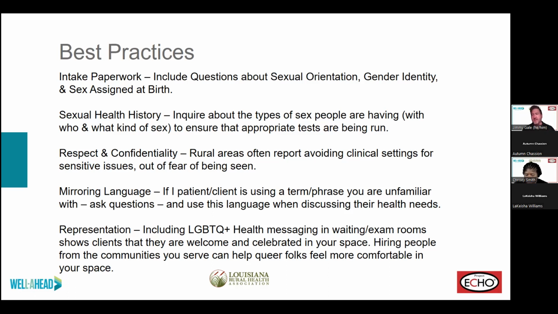For sexual health history, as I mentioned a moment ago, ask about the types of sex people are having, with who, and what kind to ensure that you're running the appropriate tests. If somebody's coming in for their annual sexual health screening and you don't know that they're currently having sex with multiple genders, multiple partners, both insertive or penetrative partners, you may not be doing the right swabs, the right urine samples, the right questions. So making sure that sexual health history is a part of that conversation.